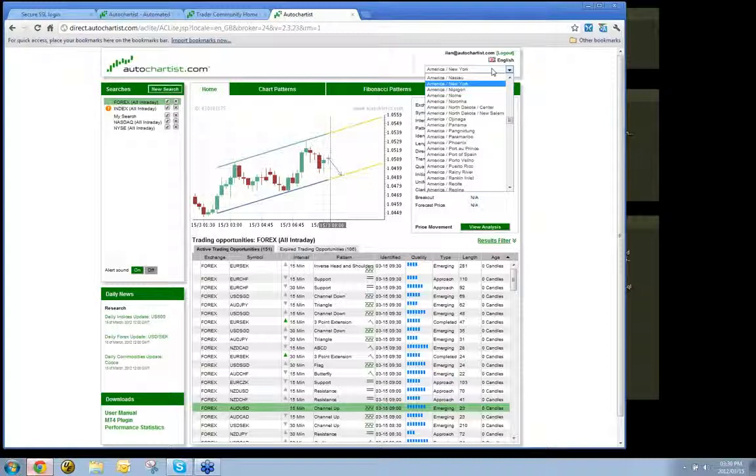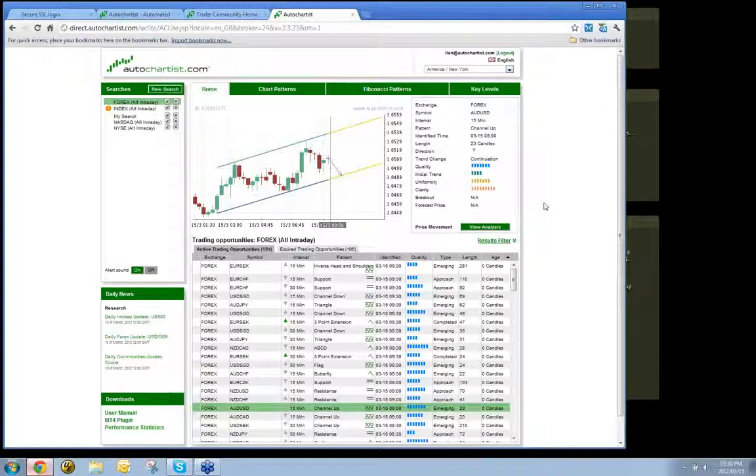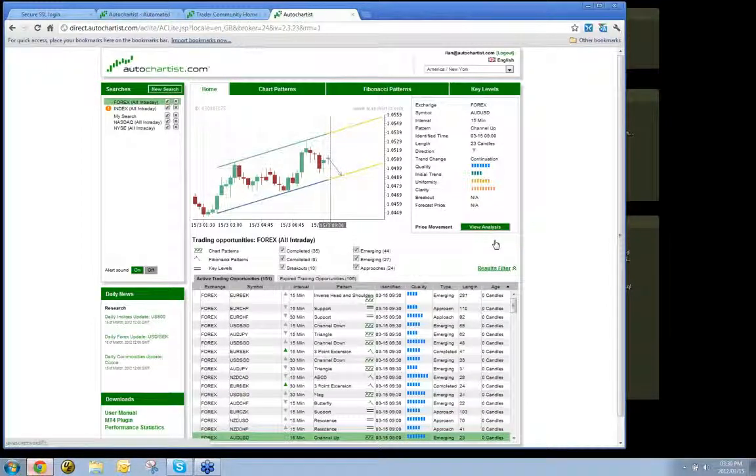Okay. So in brief, I think I've covered pretty much the entire Autochartist platform. I've shown you the difference between completed and emerging patterns, the different types of patterns that Autochartist identifies, and one or two very simple examples of how to use Autochartist. It looks like we've gone about half an hour.